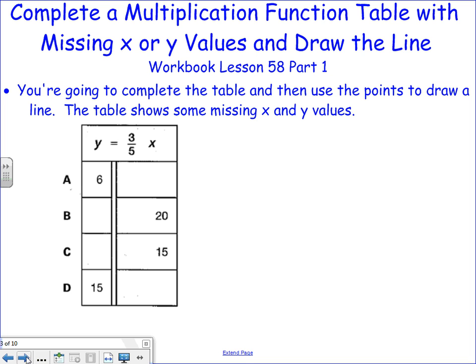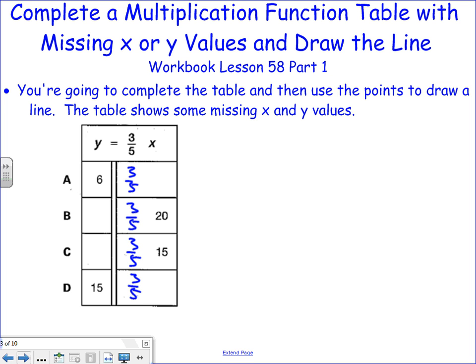Okay, then for this next part here, you're going to need the workbook sheet that you were given. Okay, so part 1 on that workbook sheet says you're going to complete the table and then use the points to draw a line. The table shows some missing x and y values. So the first thing on our table that we can go ahead and do is, we know the rule is y equals 3/5 x. So we can put that 3/5 in all the way down.